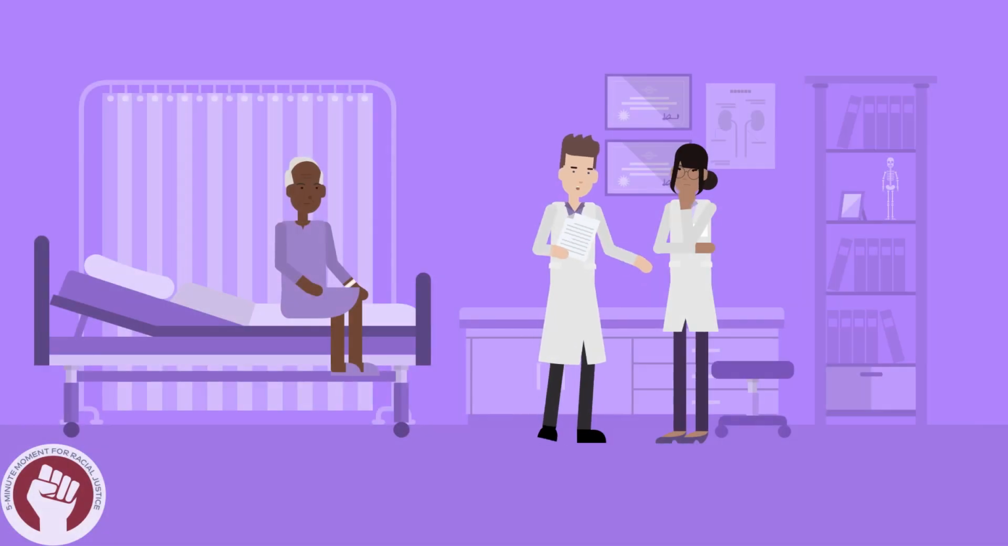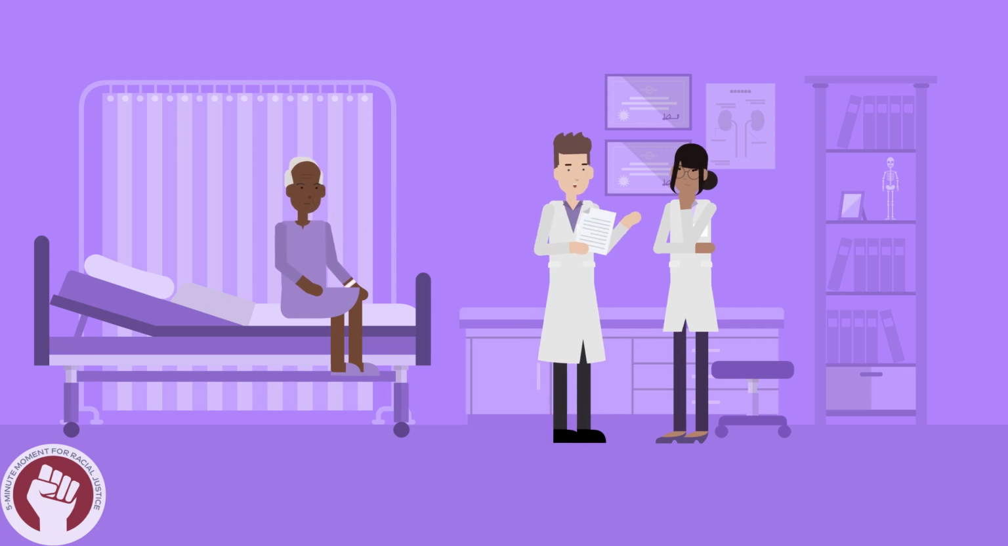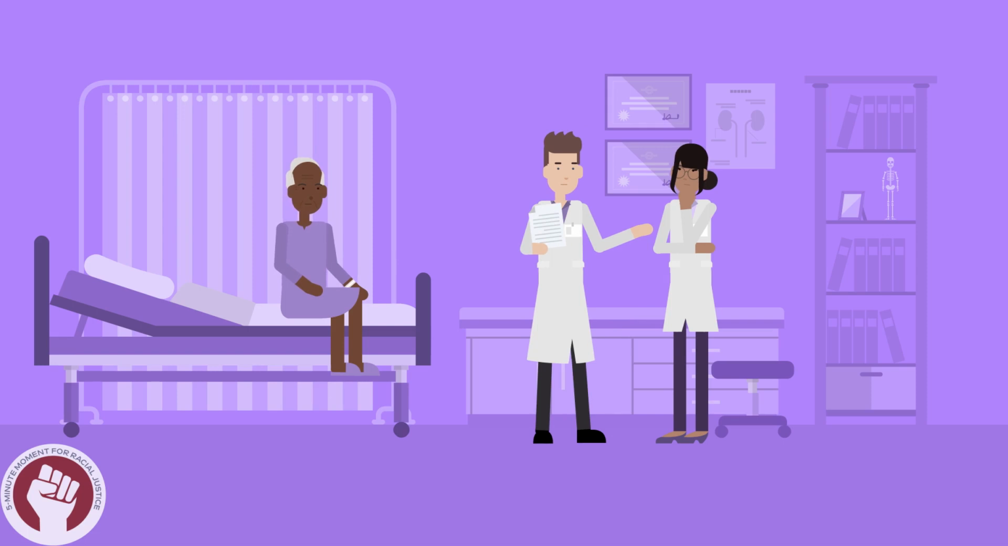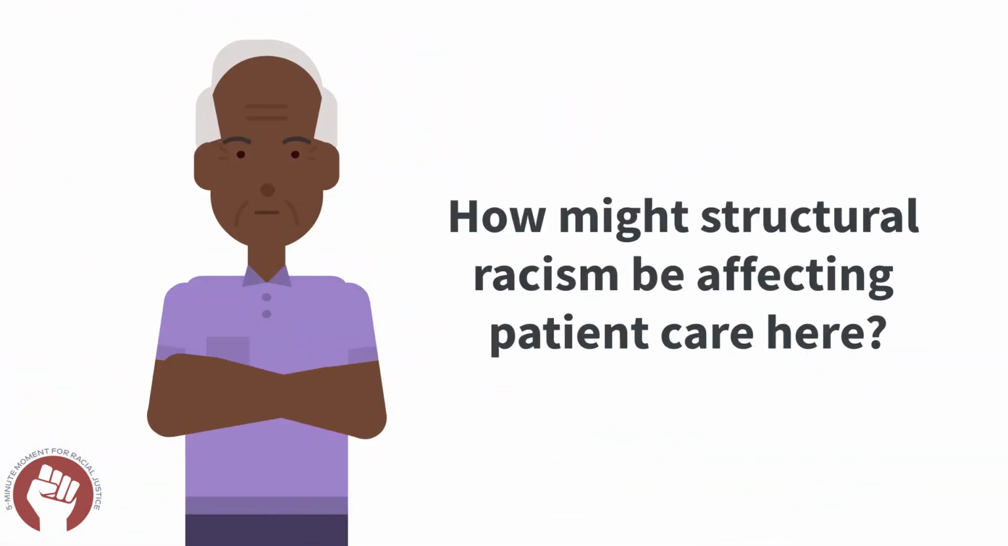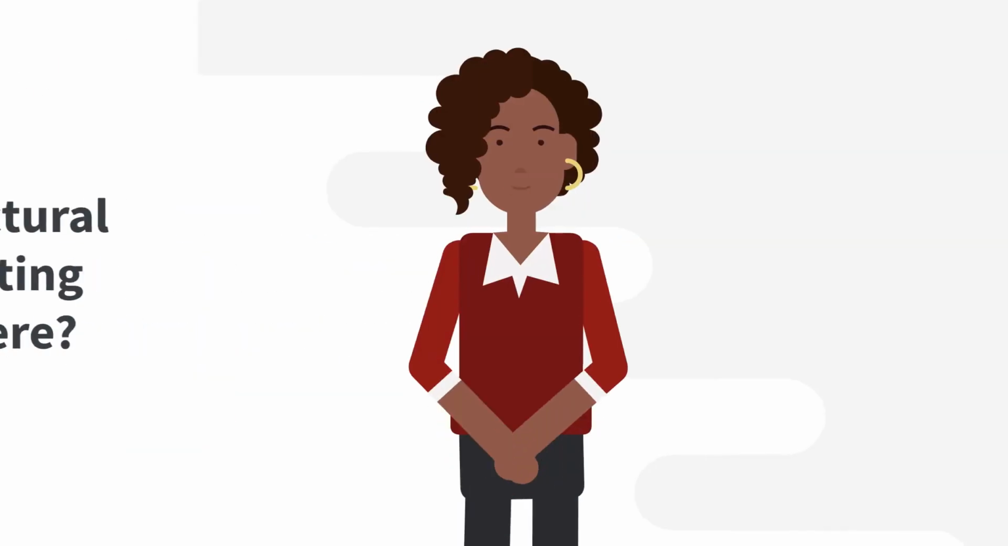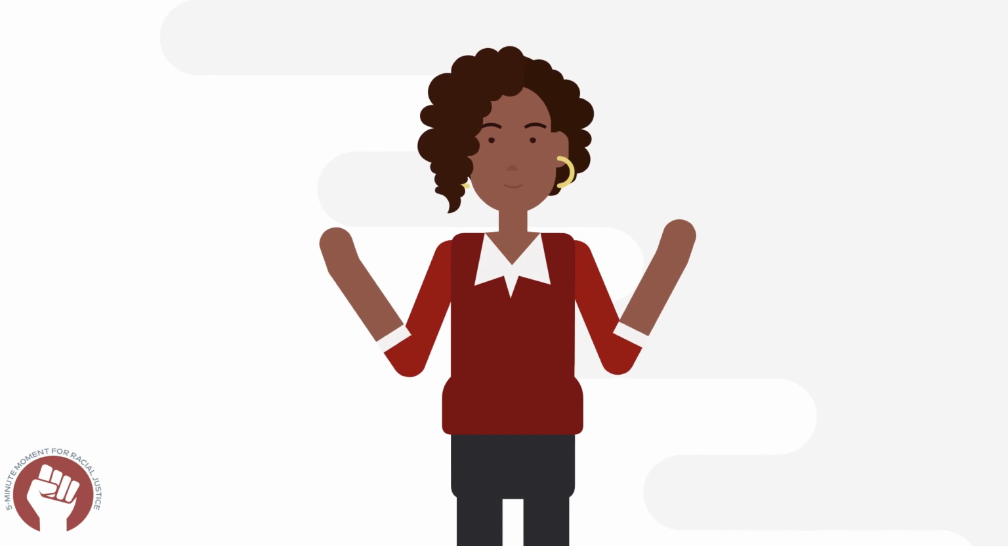I thought about referring him to a nephrologist in case he needs dialysis in the future, but based off his race-corrected estimated glomerular filtration rate, or EGFR, his renal function wouldn't meet the cutoff. I think we can hold off for now. How might structural racism be affecting patient care here? These conversations are tough to have. Let's watch how these two clinicians navigate this conversation.